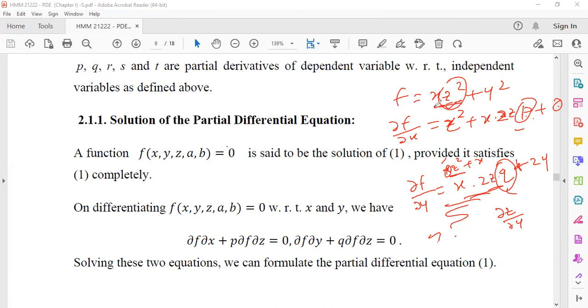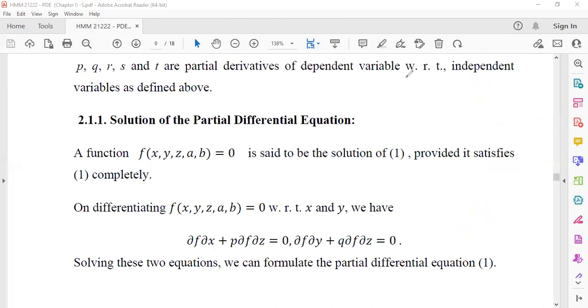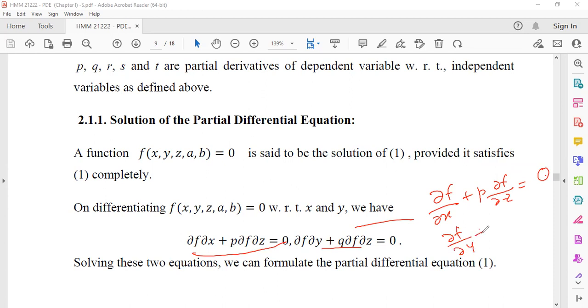I think in your notes it may also be changed, I don't know, but it should be like this. ∂f/∂x plus p times ∂f/∂z is equal to 0. This is this equation. And then ∂f/∂y plus q times ∂f/∂z is equal to 0.